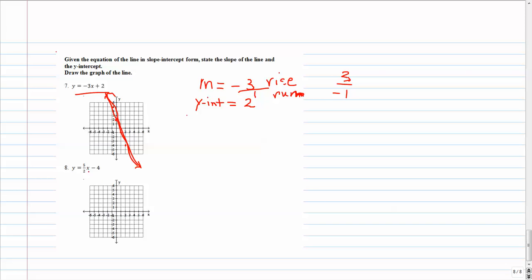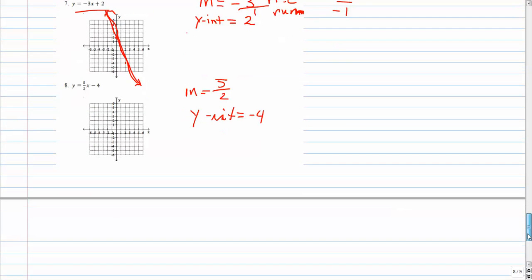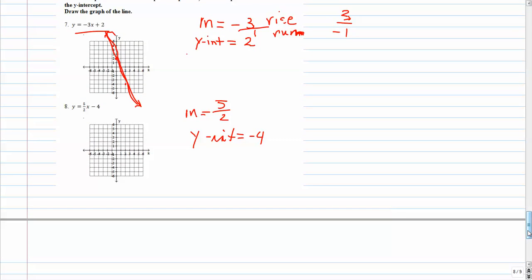Okay, let's look at the second one. We've got y equals 5/2 x minus 4. So here, the slope is equal to 5 over 2, and the y-intercept is negative 4. So let me see if I can draw this one a little better and get a little bit more room to work with on this. So we want to locate, first of all, the y-intercept, and it's negative 4, so I'm going down 1, 2, 3, 4, find that point on the y-axis.